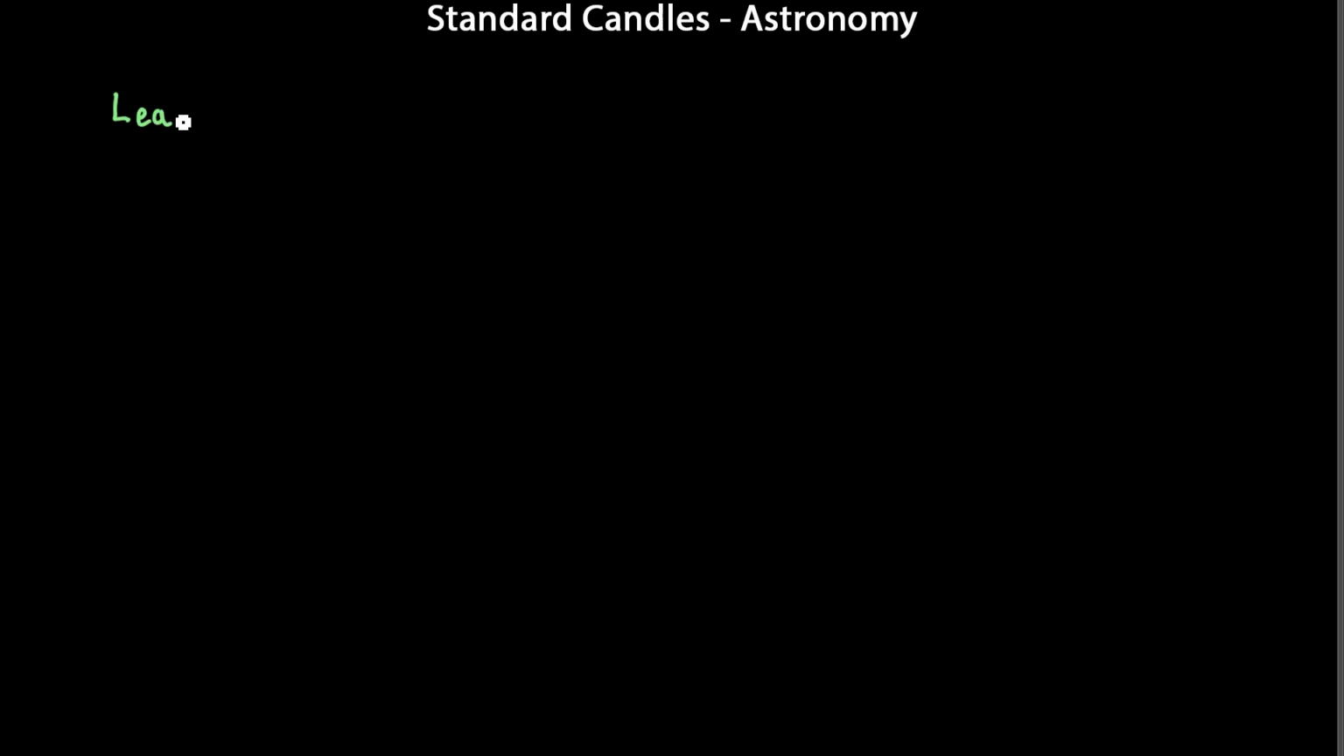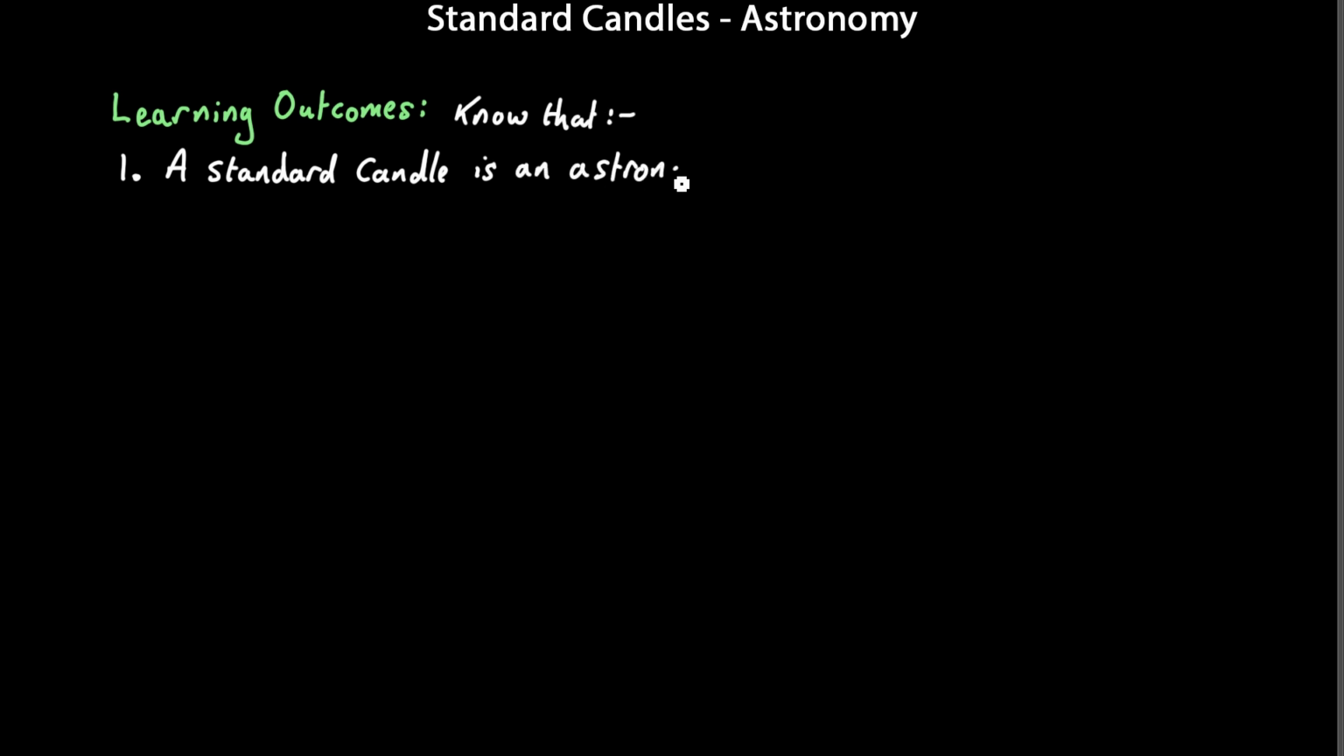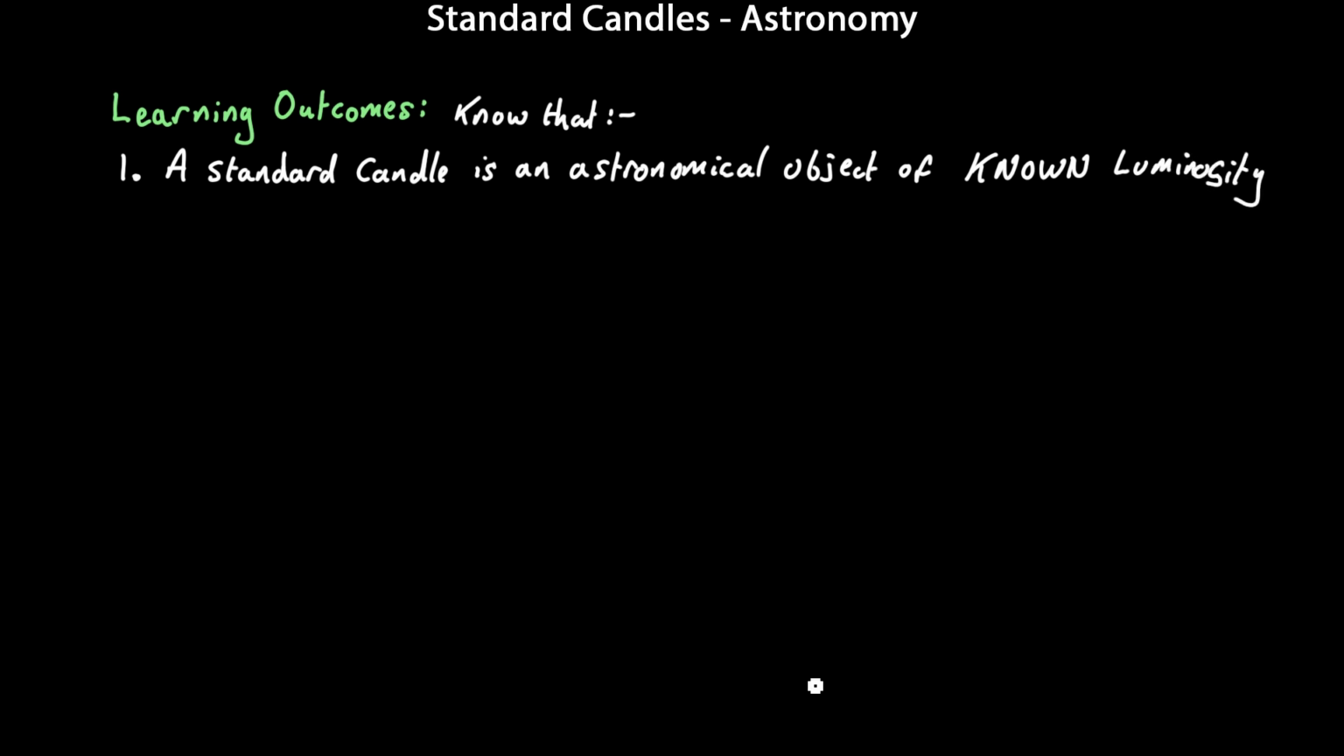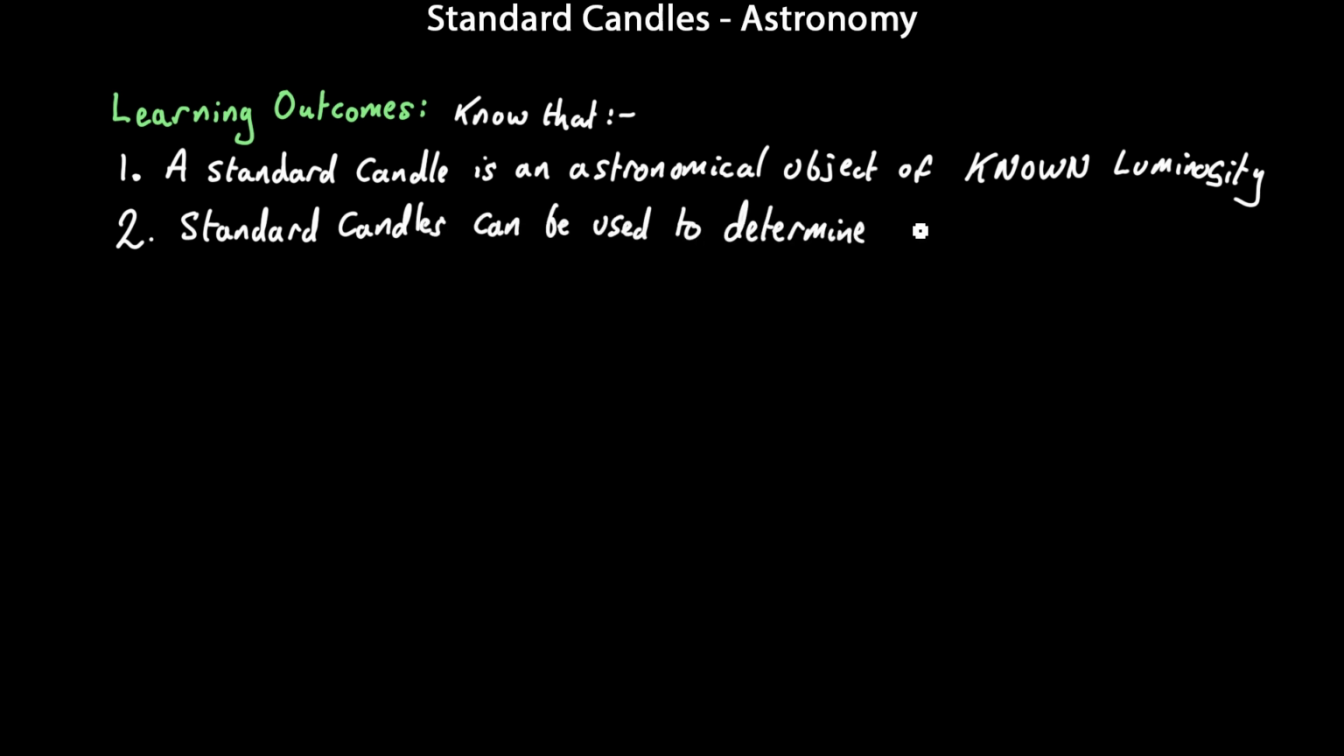In today's lesson, there are two things we're going to be learning. So first of all, we want to understand that an object of known luminosity in astronomy or cosmology is called a standard candle. So a standard candle is an astronomical object that we know the luminosity for. And secondly, we need to understand that standard candles can be used to determine astronomical distances.